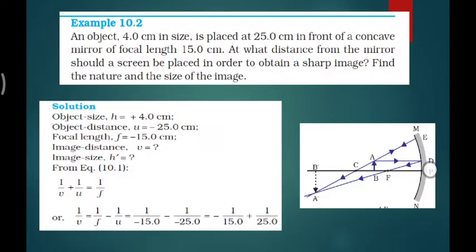Let us go ahead with example number 10.2. A very clear and easy example. What is the question? First of all, an object 4 centimeter in size, so the object height is given, h is equal to 4, is placed at 25 centimeters, so u is equal to 25. Don't judge yet whether it is minus or plus. So it is placed in front of a concave mirror, whose focal length is 15 centimeter.